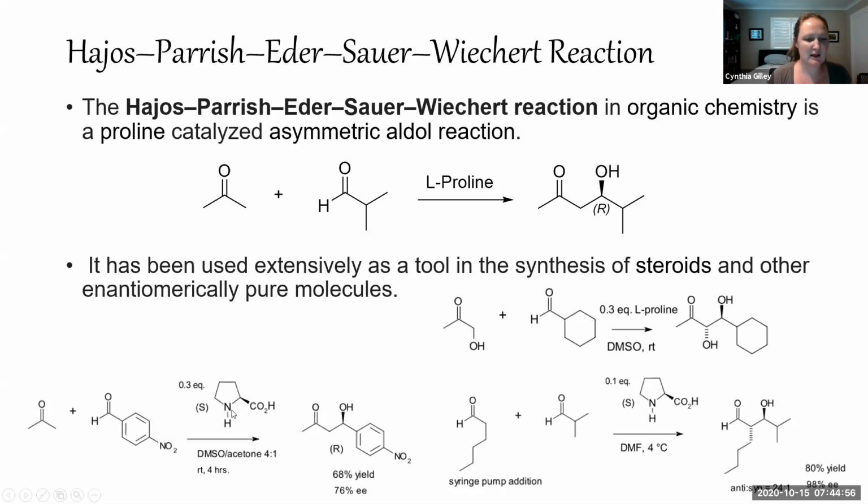By the way, there's D and L, which are used commonly in biological molecules to represent stereochemistry, but L-proline is the S enantiomer of proline, which is the more common R and S designation that we're used to seeing for chiral molecules. Okay, so it's catalyzed by the same catalyst, and we end up with a good yield, 68%, and decent enantioselectivity, so 76% enantiomeric excess of the R enantiomer.